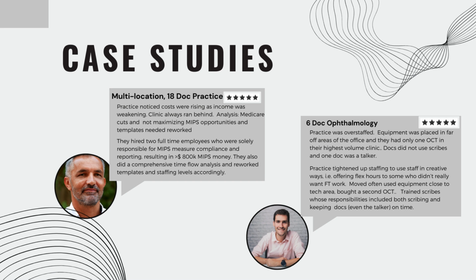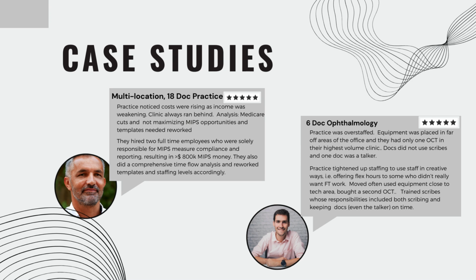The other one was a 6-doctor practice, and this practice was overstaffed. They also had equipment on one side of the clinic, and the techs were all on the other side of the clinic, and it was a long walk between them. They also only had 1 OCT in their highest volume clinic, and they always were backlogged on their OCTs. The doctors didn't use scribes, and one of their doctors was a talker. This really made his clinic run behind.